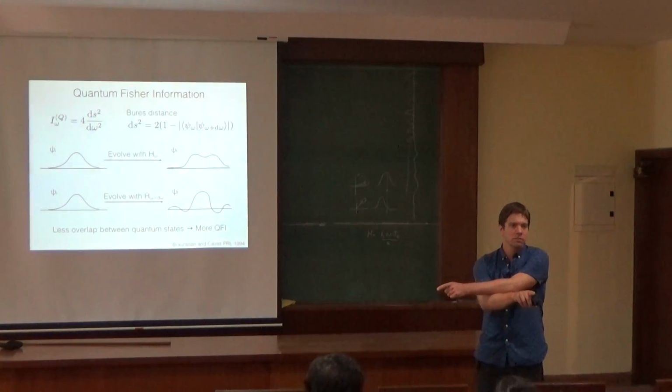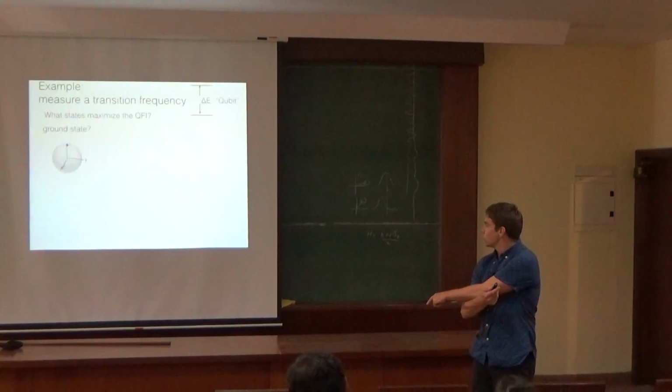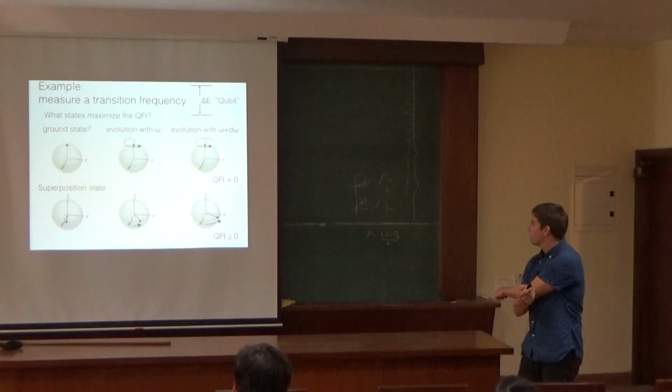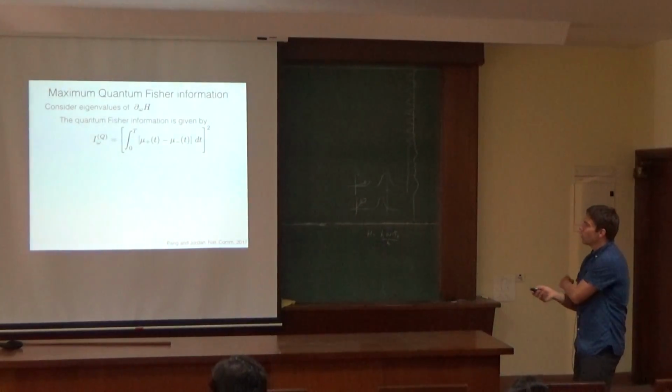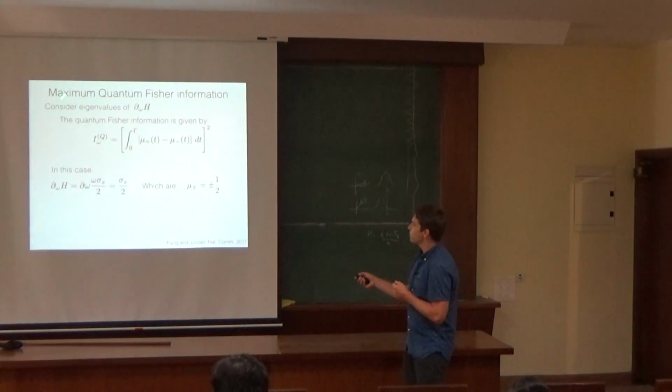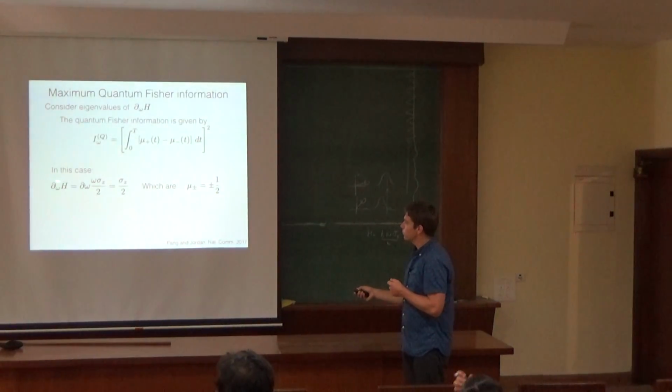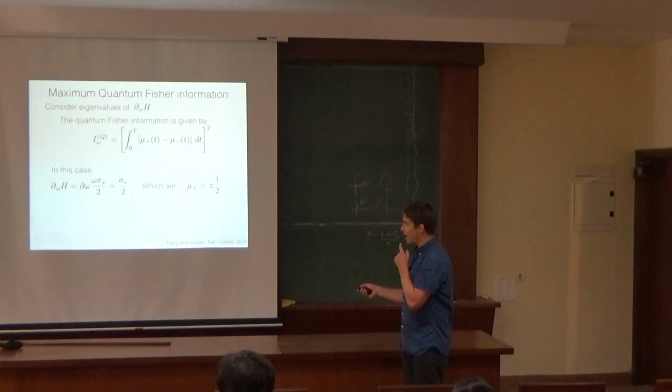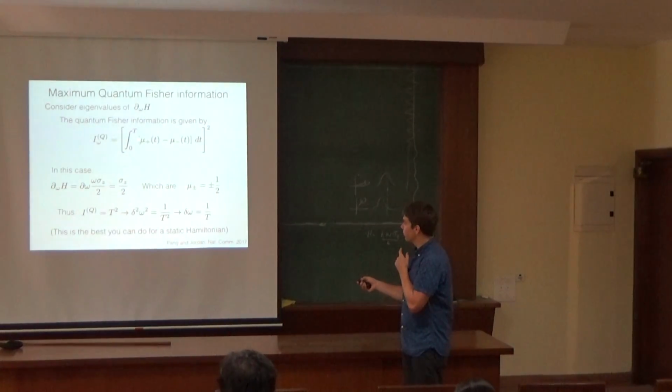Yeah, that's right, and that's true. And actually, I'll show you here. So if we go to our case where we're measuring this energy difference, I told you this is sort of the maximum you can do. So we take the derivative of the Hamiltonian with respect to the frequency. That's just sigma z over 2. So the eigenvalues of this are just plus or minus a half. So then I'm going to integrate dt up to t.